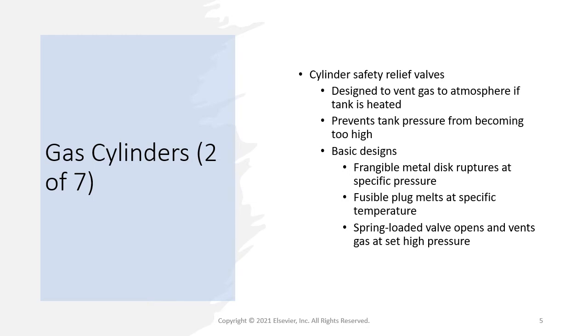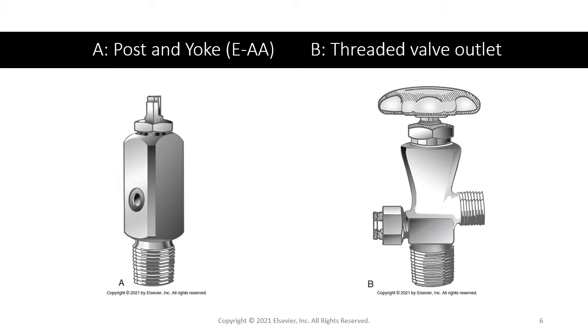Most small cylinders, like E cylinders and below, have a fusible plug relief valve. Most large cylinders have a spring-loaded relief valve. These safety relief valves are always located in the cylinder valve stems. A shows a post and yoke valve stem for E and AA small valves. B shows the threaded valve outlet of a large H cylinder.